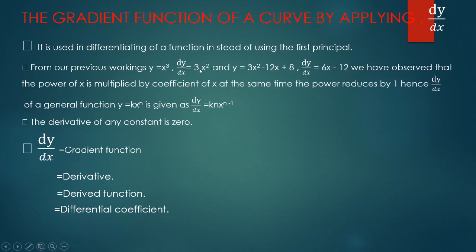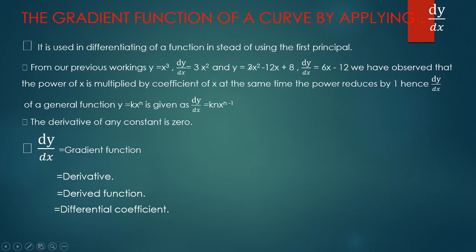So if you consider what has happened to the numerator, and there is a coefficient here, you realize that the power comes to be the coefficient of x. It multiplies with the coefficient of x, and the power reduces by 1.